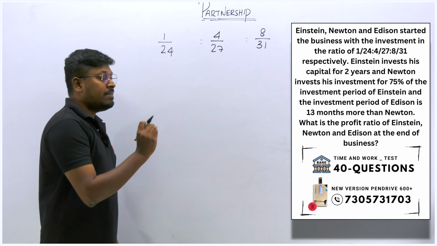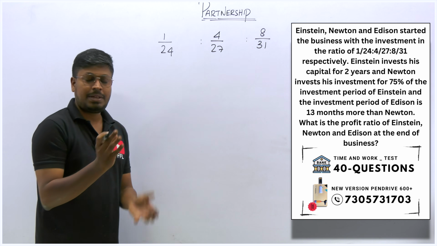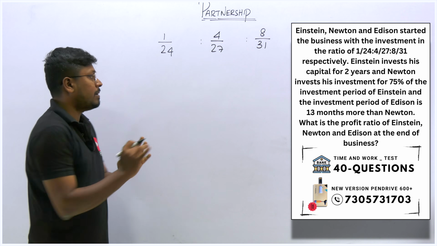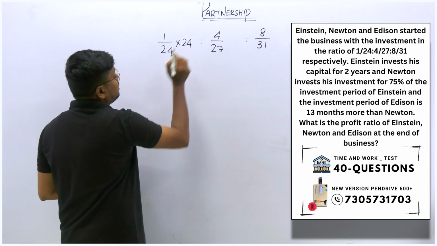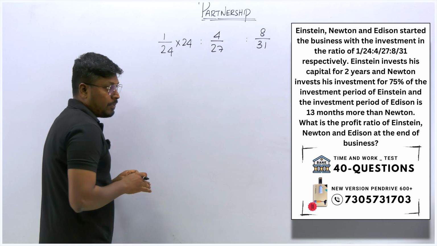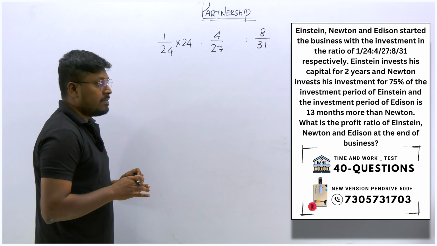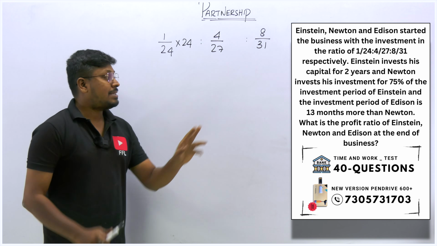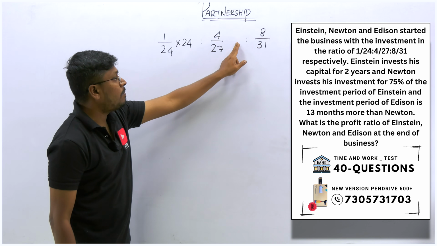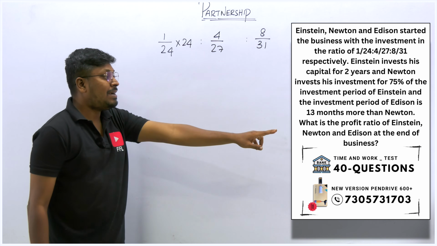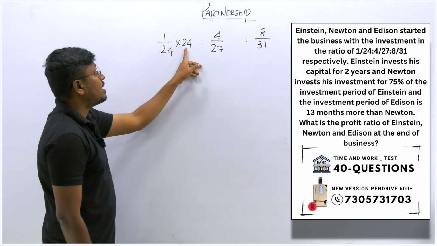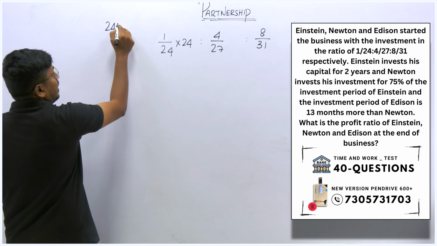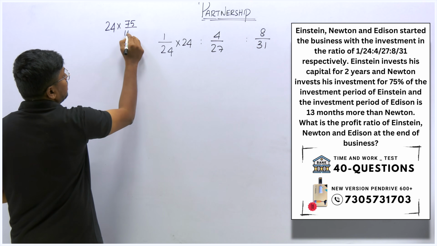So the first person's investment is for 2 years. They have given that the first person, Einstein, invested completely for 2 years, which is 24 months. So 24 months is the first person's investment period. And what about the second one? Newton, the second one, has an investment period that is 75% of the investment period of the first one. So the first person is 24 months and the second person is 75% of it, 75 by 100.